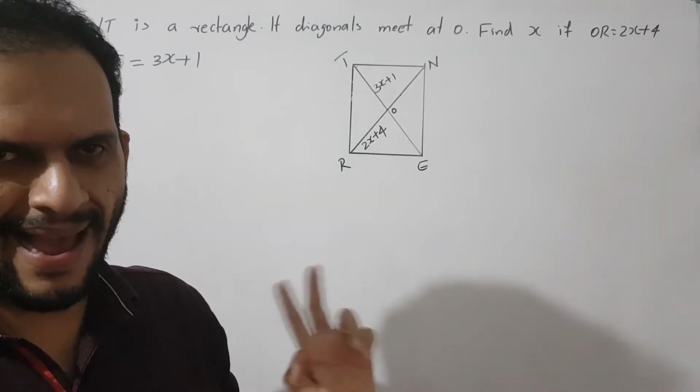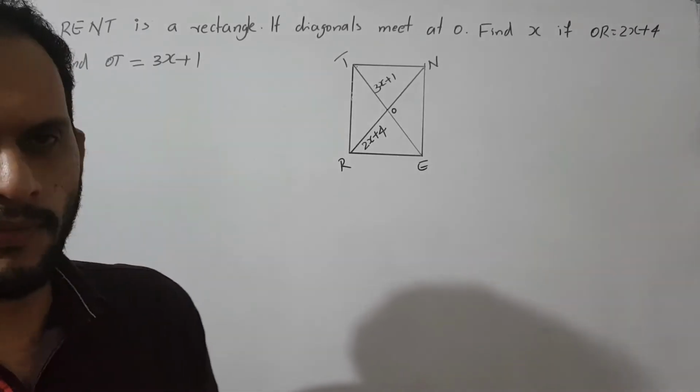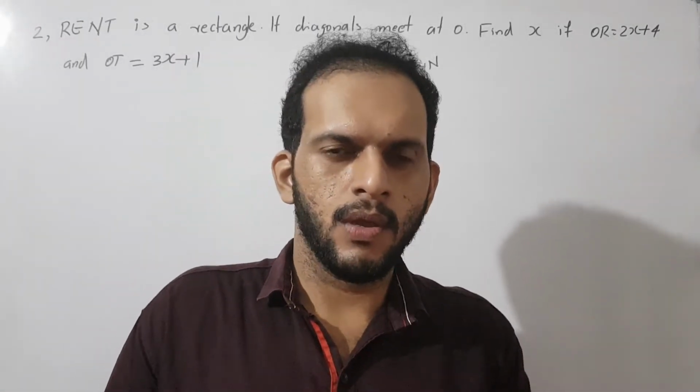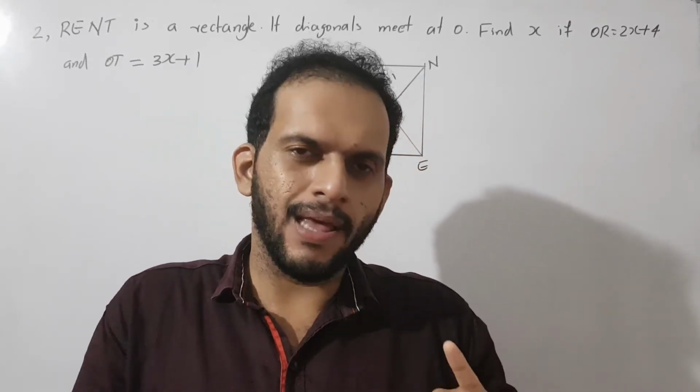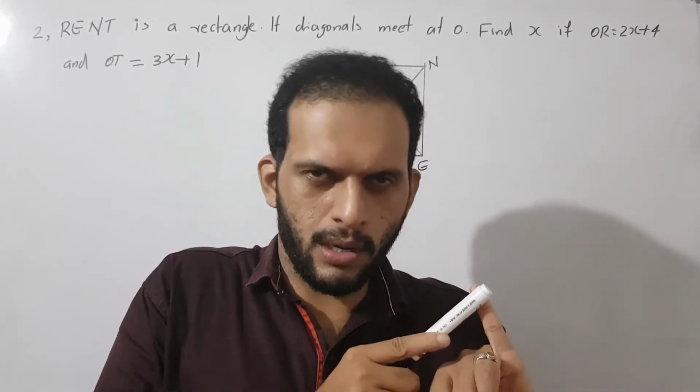The property of diagonals. What is the property of diagonals of a rectangle? The first property: the lengths of the diagonals are equal.